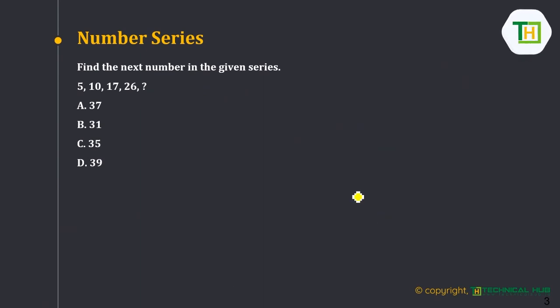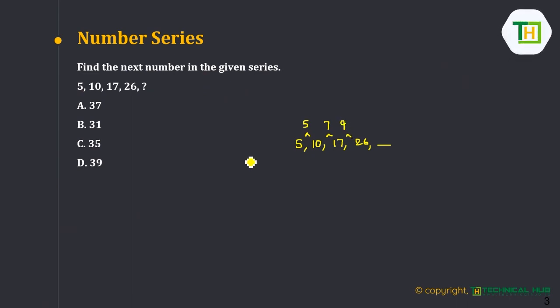What is the next one? 5, 10, 17, 26. In the previous question, just by seeing it, I could identify that it's a multiplicative series, where the product of two numbers gives the third number. But here it doesn't seem like that. So I'll go for the difference of the numbers. The difference between 5 and 10 is 5, 10 and 17 is 7, 17 and 26 is 9.